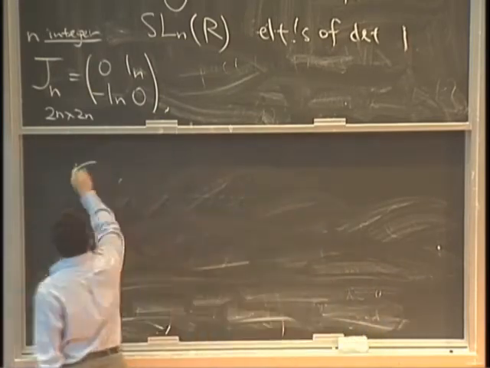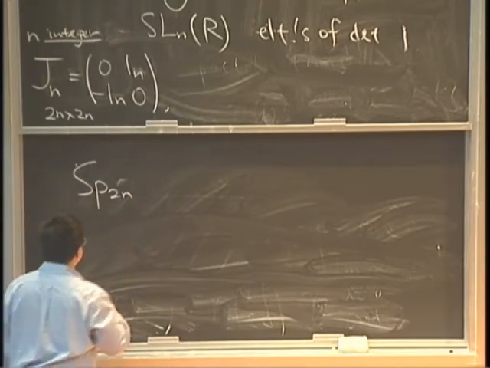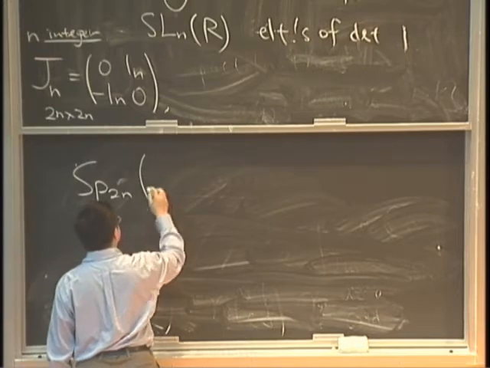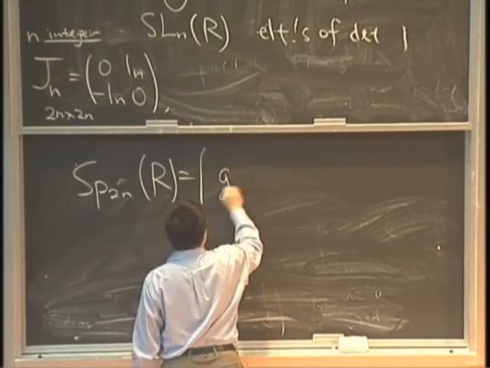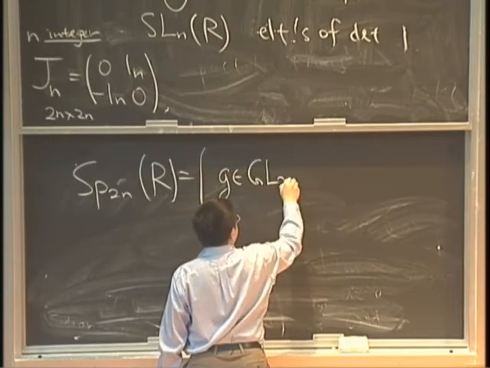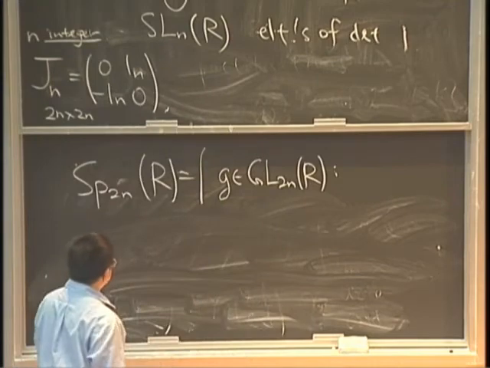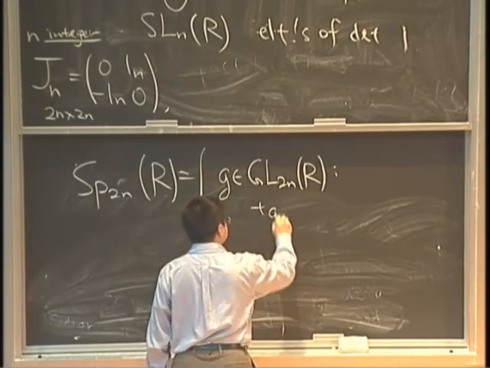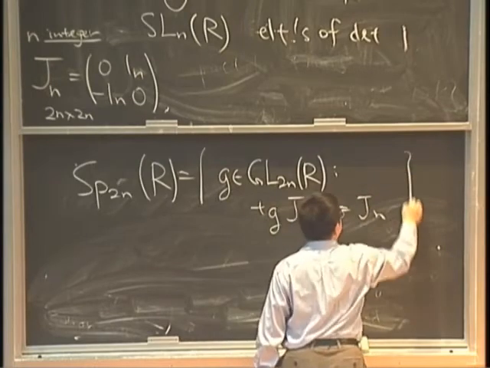And this group, well, some people might prefer to write SPn, but anyway, I will write SP2n to indicate the size is 2n by 2n matrices. These are all the elements inside GL2n of R which preserve the following thing. So let me first write down what it does.